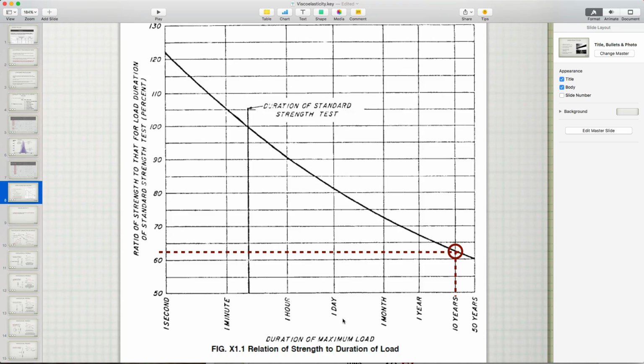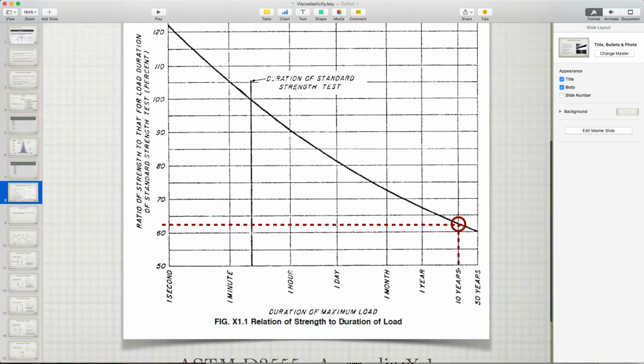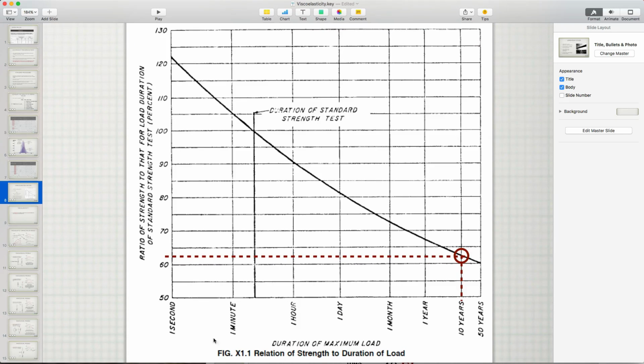So this is figure X1.1 from ASTM D2555. On the X-axis, we have time, duration of maximum load: 1 second, 1 minute, 1 hour, 1 day, 1 month, 1 year, 10 years, 50 years. So we've got kind of a logarithmic scale to some extent going on here. And on the vertical axis is the ratio of strength to that for load duration of standard strength test, in percent.